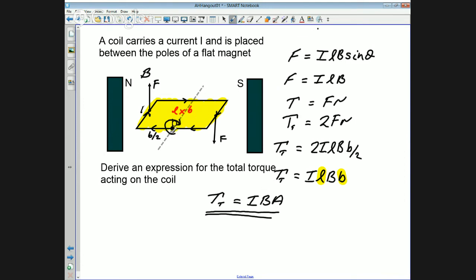Now, if we have more than one coil here, then we have a bigger torque. If we say n coils, 1 more coil, 2 more coils, 3 more coils, 4 more coils, then the total torque acting would be n, being the number of coil turns, times I times B times A. So if we know the current going in here, and we know the magnetic field strength and the area of the coil, we can work out the torque which is applied to it.